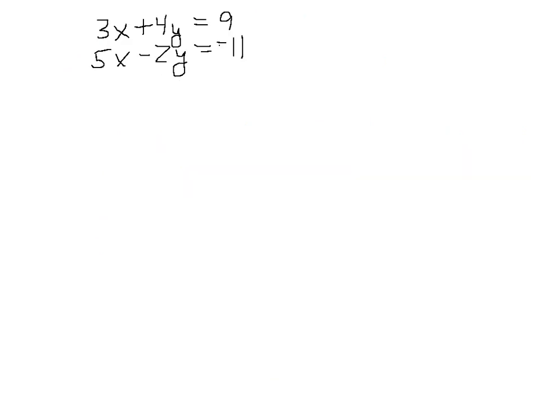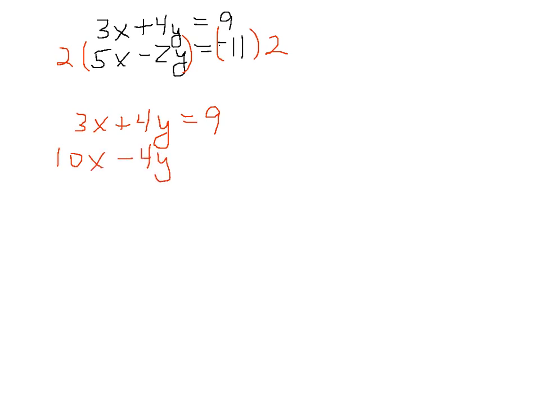Okay, so take a look at this one and think about, do we want to get rid of the x's or do we want to get rid of the y's? If we wanted to get rid of the x's, we'd multiply the top by 5 and the bottom by minus 3. Okay, if we want to get rid of the y's, take a look. All we have to do there is multiply the bottom by 2. And so what we get is this. Write the two equations again. So I have 3x plus 4y is equal to 9. And then I have underneath that 10x minus 4y equals minus 22.